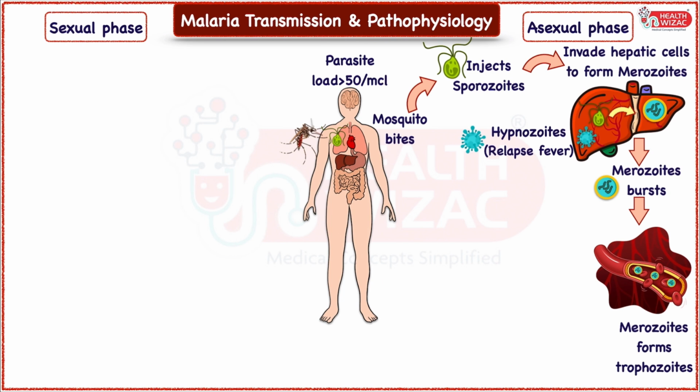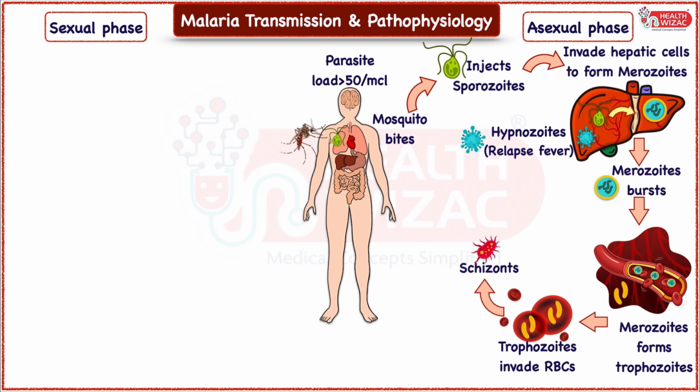These trophozoites invade RBCs and initiate the intra-erythrocytic phase and are seen as ring forms in microscopy. These parasites start consuming the hemoglobin of RBCs and form schizonts. After multiple nuclear divisions, infected RBCs rupture and release merozoites, which then travel into the blood and start invading other RBCs, and the cycle repeats.